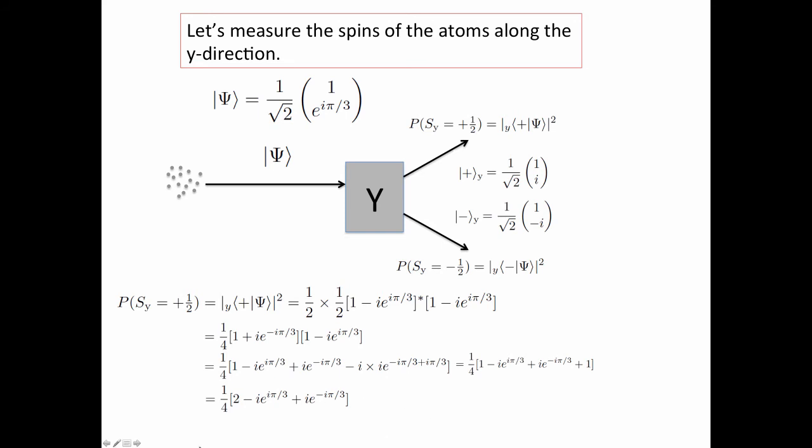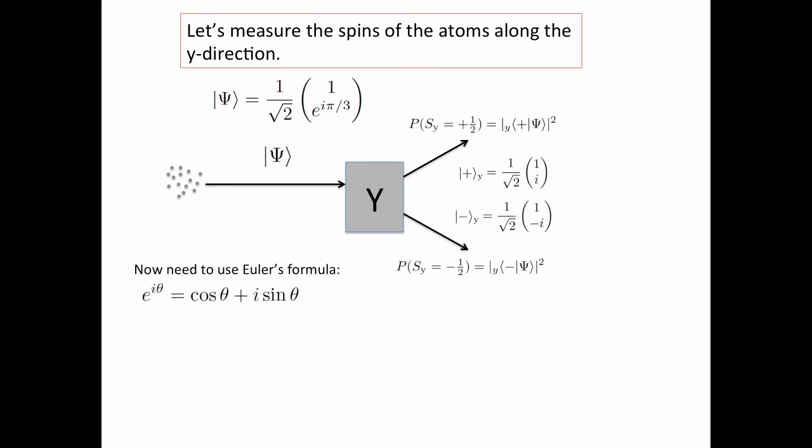And so we end up with this answer for the probability that the spin is up along the y direction. It's 1/4 times (2 minus i e to the i pi over 3 plus i e to the minus i pi over 3). So to go any further, we need to figure out what this combination of these two exponentials is.